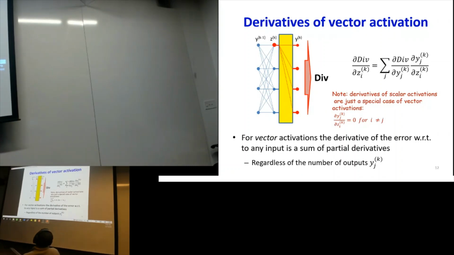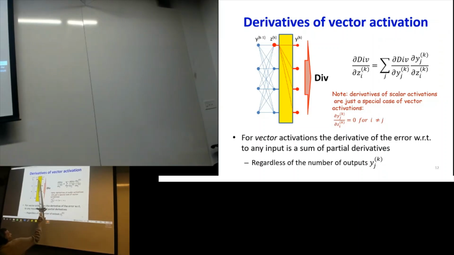But then if I have a vector activation, things get a little more complicated. This z influences every one of these y's, and all of these y's in turn affect the divergence. So when I want to compute the derivative of the divergence with respect to this z, I have to consider the influence, all paths of influence between the z and the divergence.